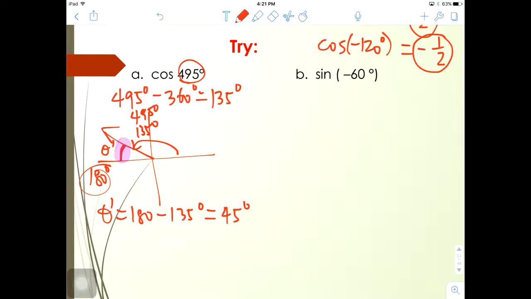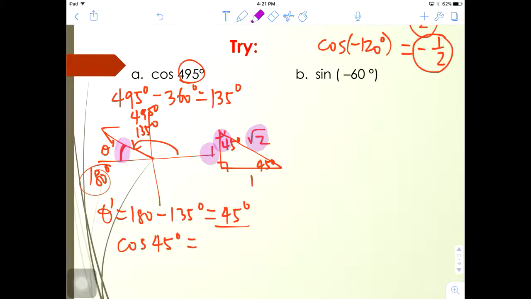Yay, it's one of the special triangles. So I'm going to draw a special 45, 45, 90. Remember, this is an isosceles triangle, so the legs are 1 and the hypotenuse is radical 2. So I'm going to find the cosine of the reference angle, 45 degrees. I always need to start with finding the reference angle and then finding the cosine of the reference angle. Cosine of 45 is adjacent over hypotenuse. Hey, that's just 1 over radical 2.